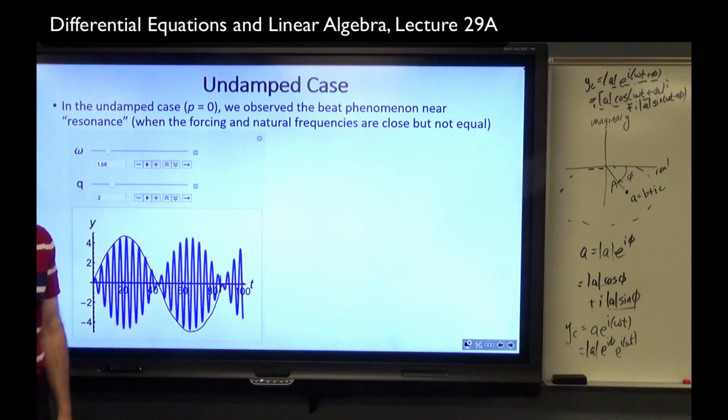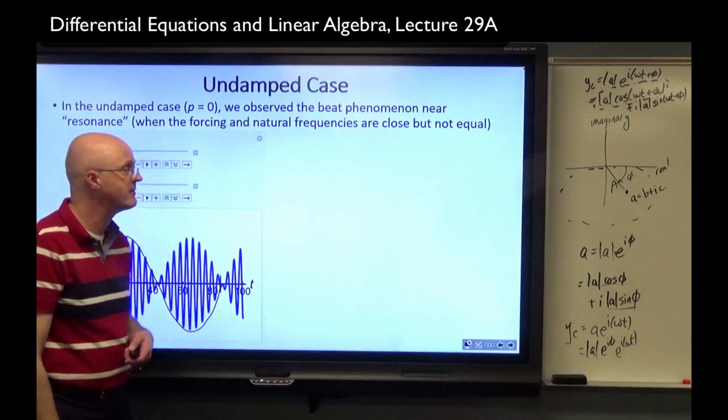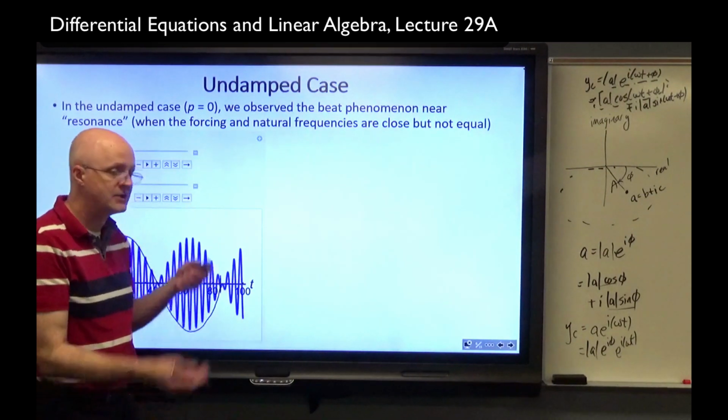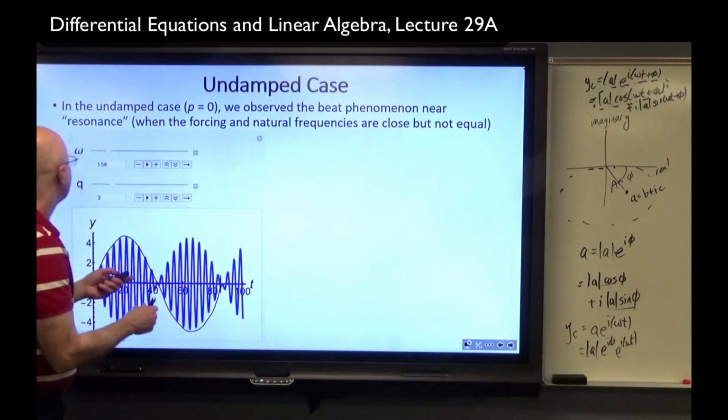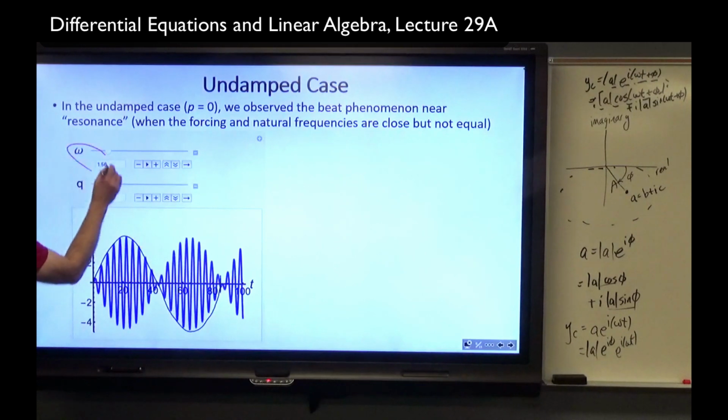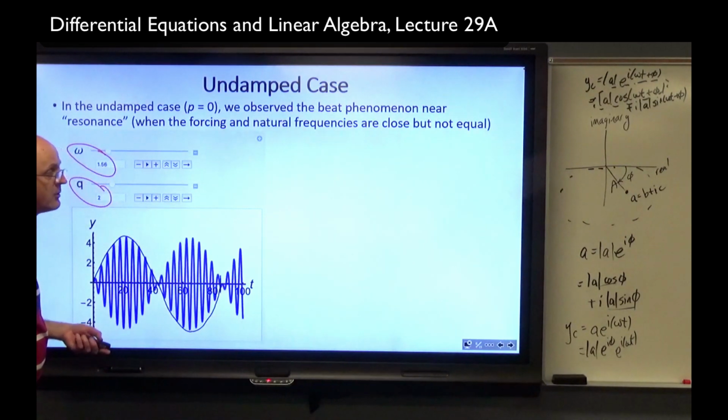I derived formulas using some fancy complex arithmetic for the period and frequency of both the slow and the fast oscillations. I'm going to show them to you again, and then I'm going to show you the numerical values as well when omega is 1.56 and q is 2. So square root of q is square root of 2, which is close to 1.4.